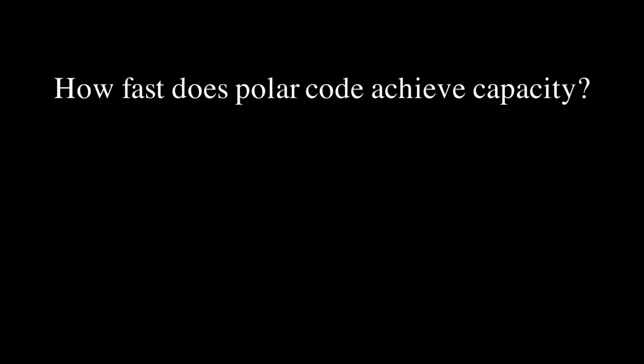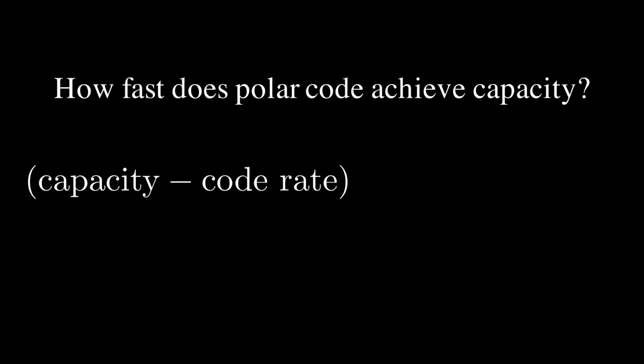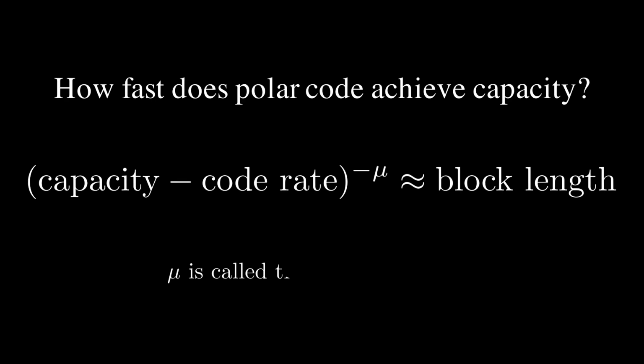This begs the following question. How fast does Polar code achieve capacity? As it turns out, if you take the gap between capacity and code rate and raise it to the power of negative mu, where mu is a magic number, then the result will be approximately the block length.